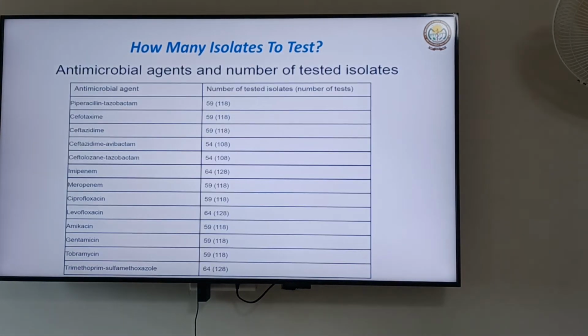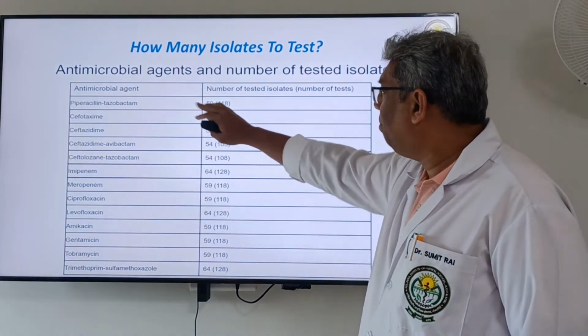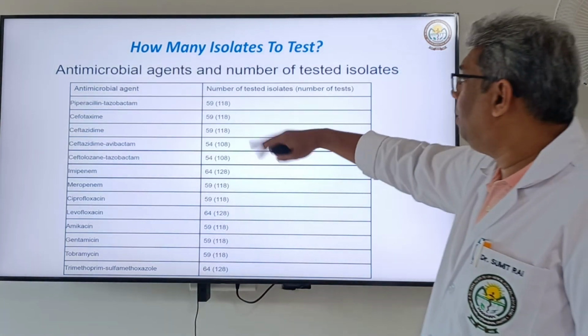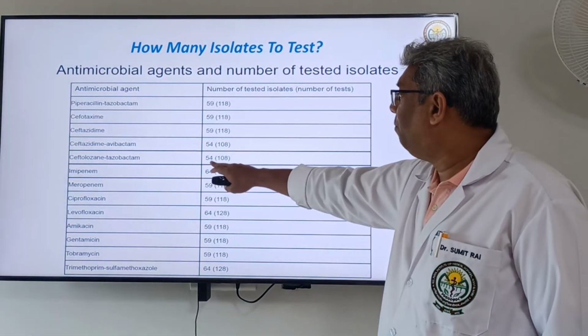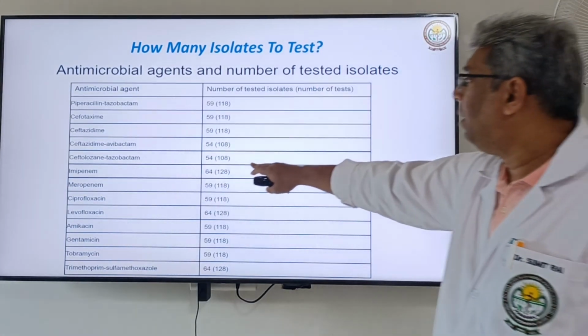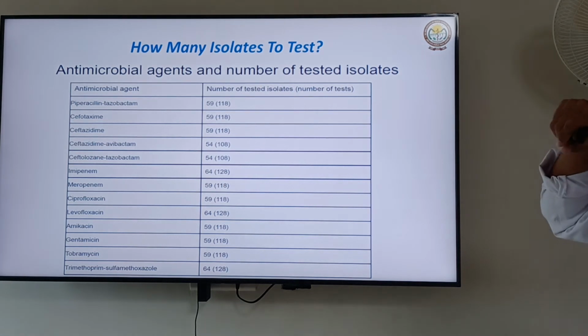How many isolates to test? What EUCAST has done is that they have tested, let's say, 59 isolates for piperacillin-tazobactam, and they have done duplicate readings. So 59 into 2 is 118. Similarly, 54 isolates for ceftolozane-tazobactam, 108 readings. Two readings have been taken for each isolate.